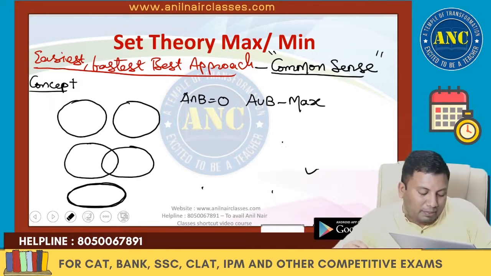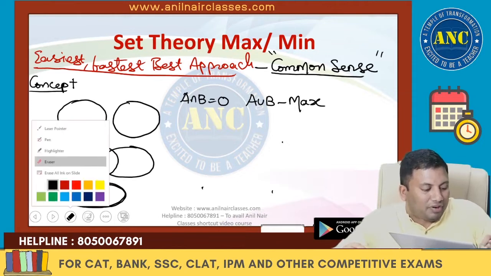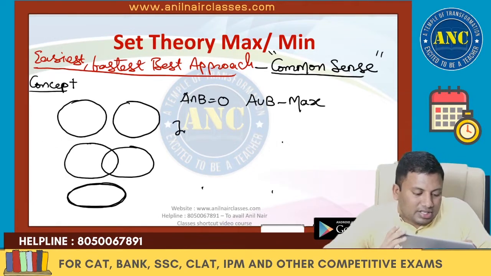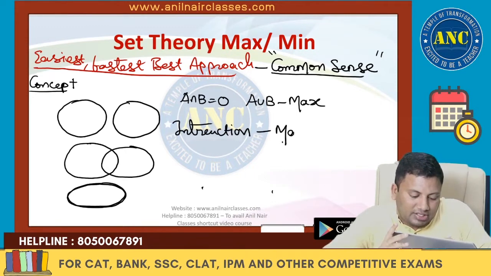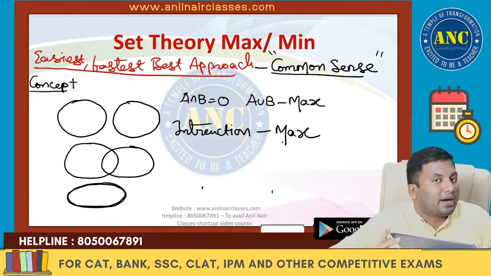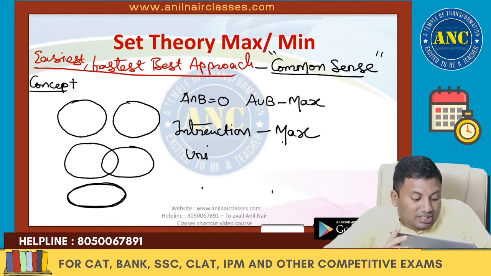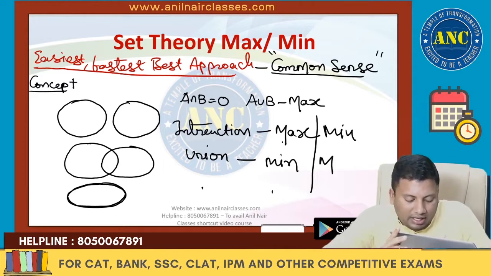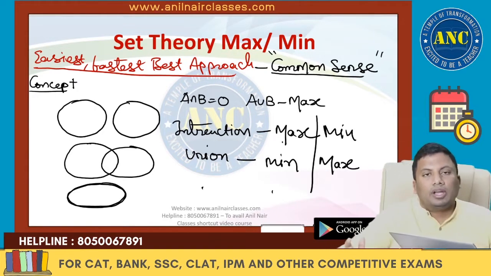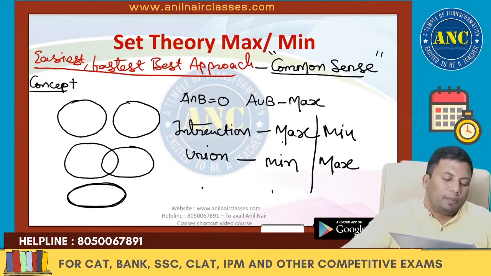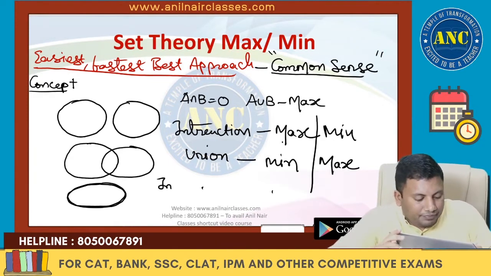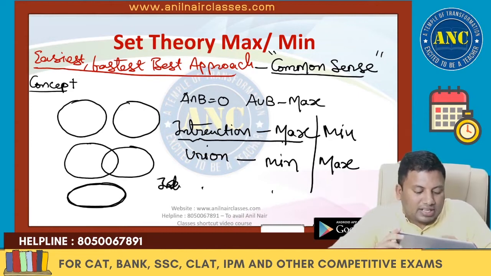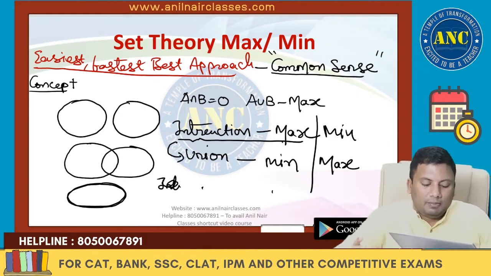If you observe the behavior of the circles going from far to coming close, if the intersection is maximum, the union is nothing but minimum, right? If the intersection is minimum, the union is nothing but maximum. I hope it is clear. Intersection maximum we require, make union minimum.